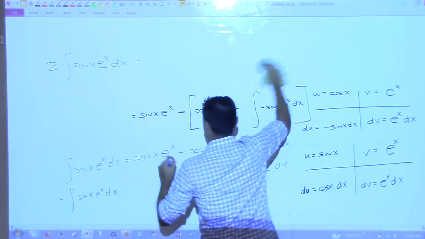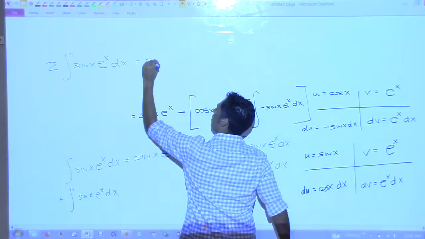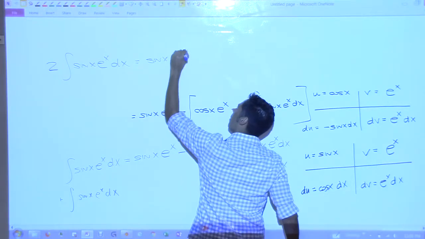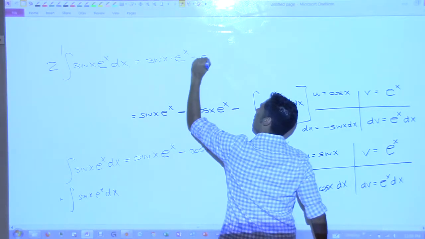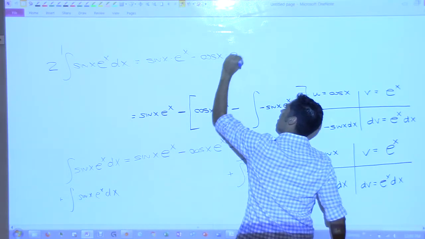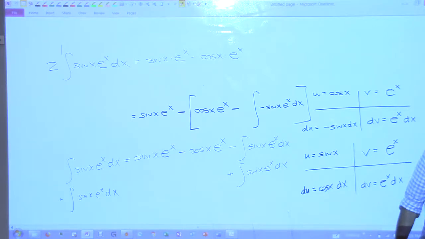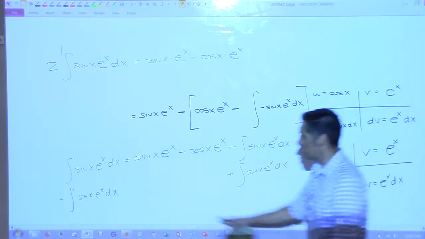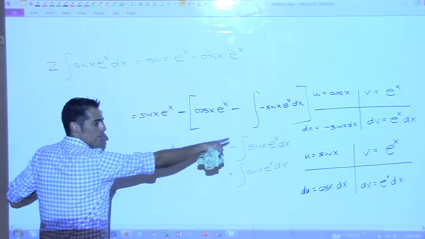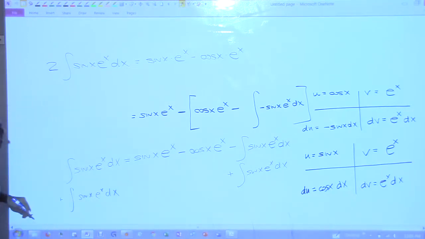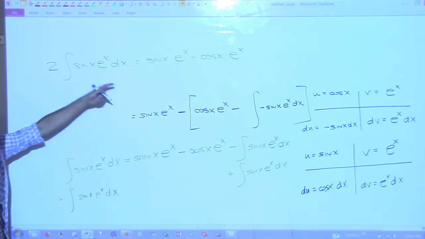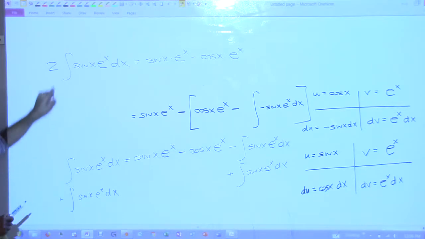What was left? Sine x e to the x minus cosine x times e to the x, right? Where did this come from? I'm adding on both sides, right? So 2 of these integrals is equal to that. What are we trying to solve for? This integral, right? So let's get rid of the 2 now. Divide by 2. Multiply both sides by 1/2.